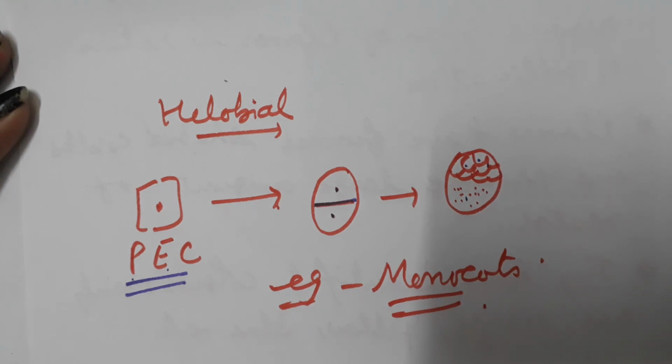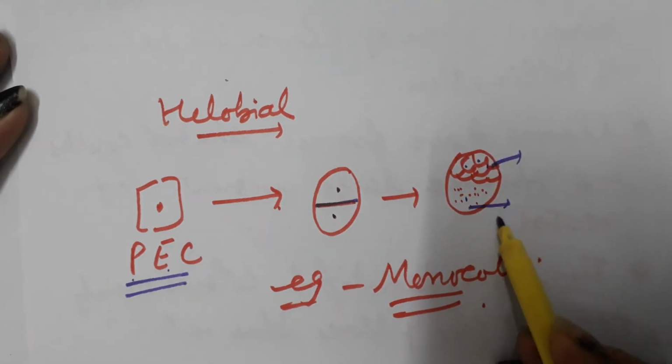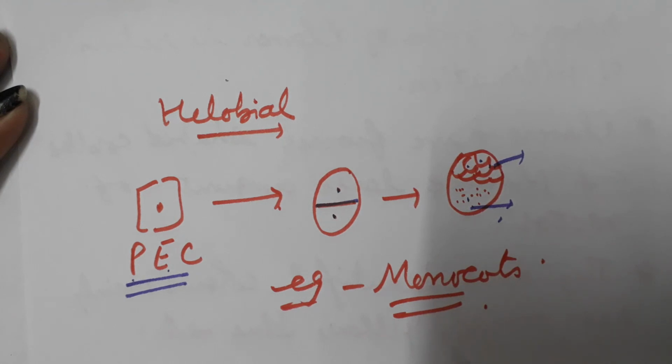That is, first nuclear division is followed by cell wall formation, two cells are produced, and then later on one cell shows cellular type of endosperm development and another cell shows free nuclear type of endosperm development.